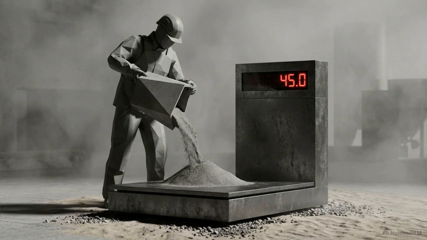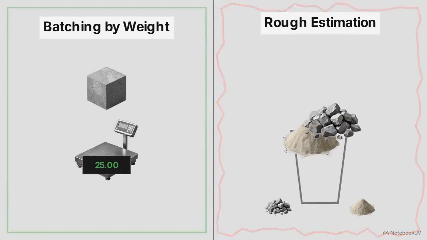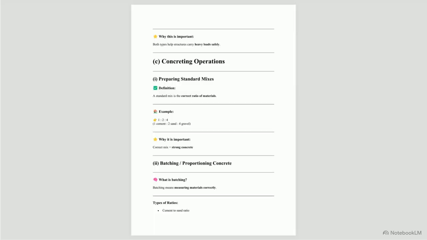Before mixing begins, every component must be measured. This methodical process is called batching. Structural integrity relies on these exact mathematical proportions rather than rough estimation. This text shows the universal baseline ratio for structural strength, the standard 1:2:4 mix. This translates to 1 part cement, 2 parts sand, and 4 parts gravel.